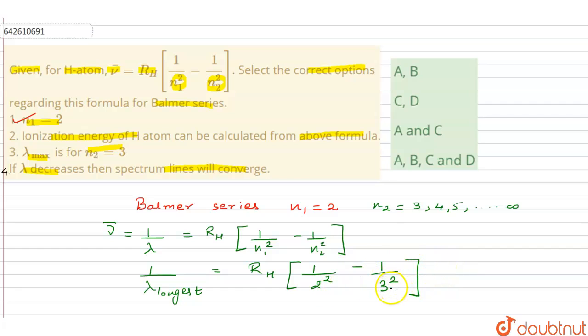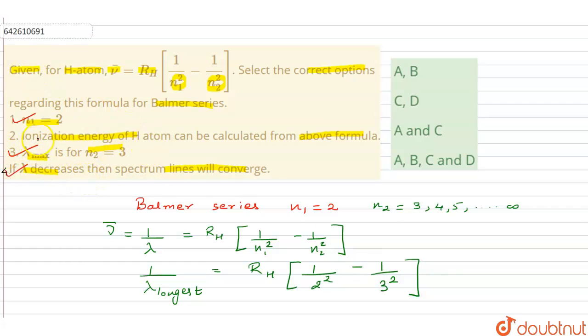If you increase the N2 value, obviously you would have a decrease in the wavelength, and definitely you know well that the difference would be larger, isn't it? And hence the reciprocal value of it would also be a very, very small value. So this one would give us the perfect value. So which means lambda max is for N2 is equal to 3. This is also correct, the third statement.